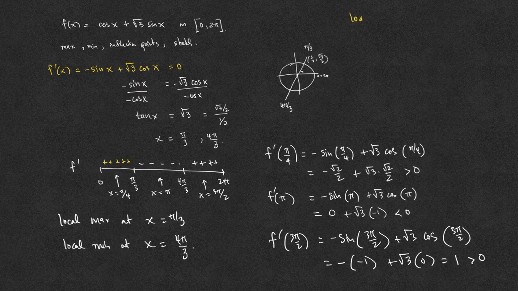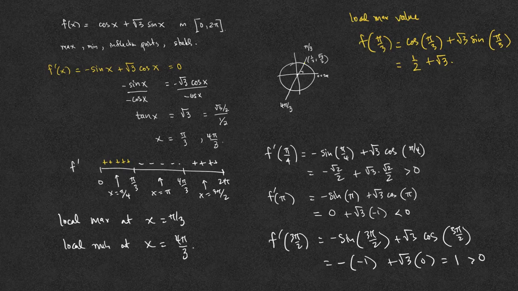To find the local maximum value of the function, we would need to plug in pi over 3 into the function f. This is cosine of pi over 3 plus the square root of 3 sine of pi over 3. Cosine of pi over 3 is 1/2 plus the square root of 3 times sine of pi over 3, which is root 3 over 2. This is from the unit circle. This is 1/2 plus 3 over 2, or 4 over 2, which is 2.